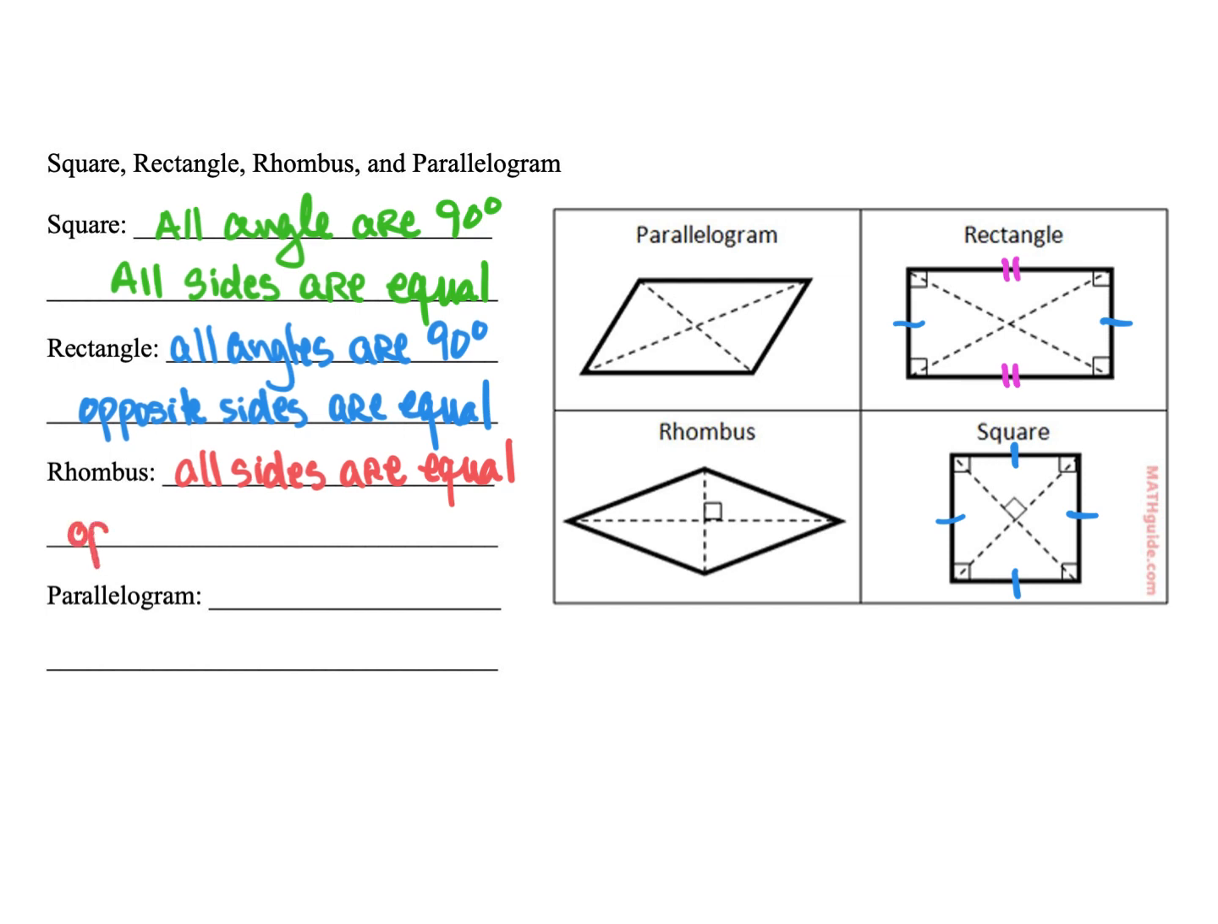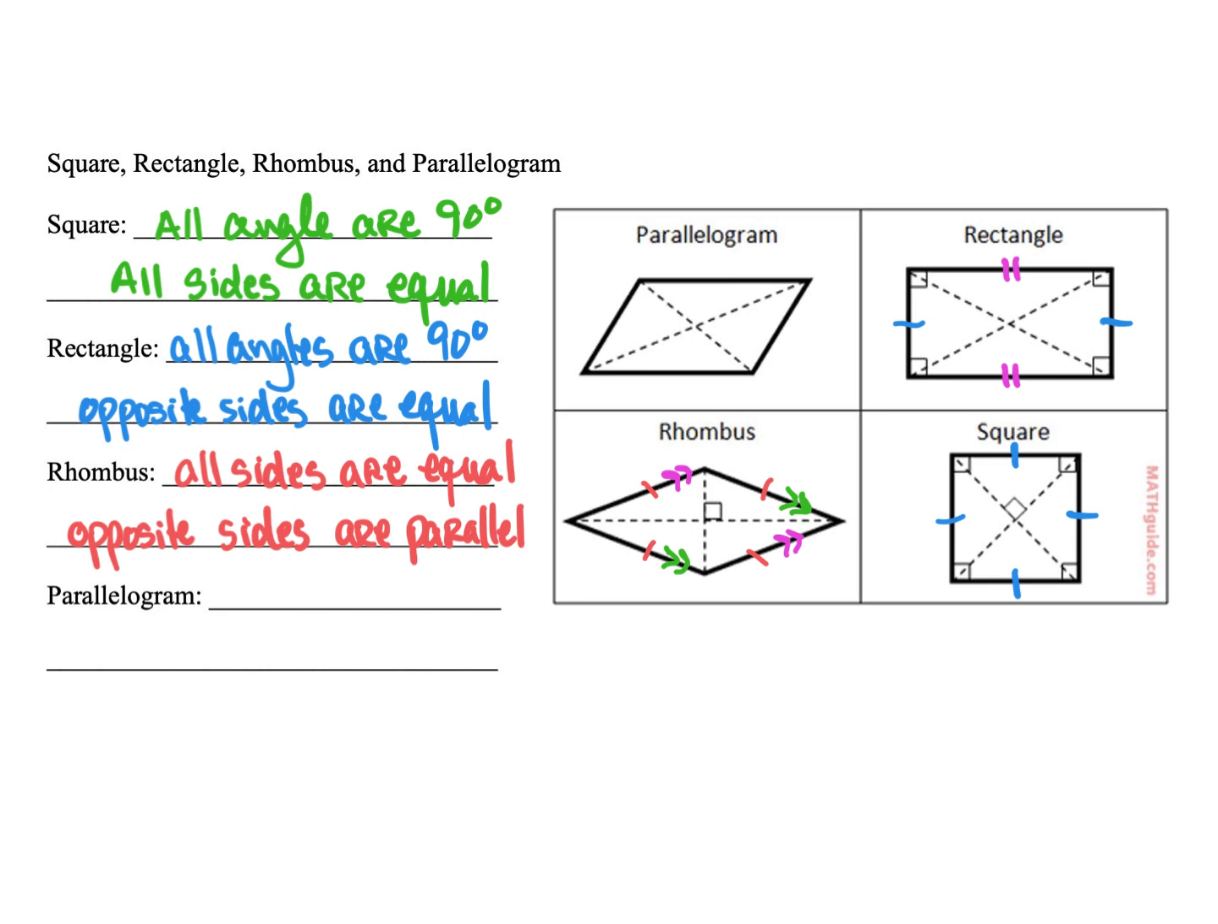Opposite sides are parallel. Notice how with a rhombus, they say nothing about the angles. And so all sides are equal. So all these sides are equal and opposite sides are parallel. So like these two are parallel and these two are parallel.